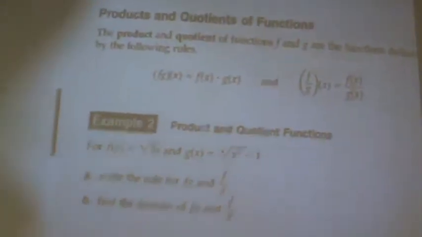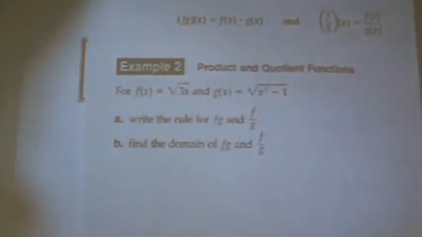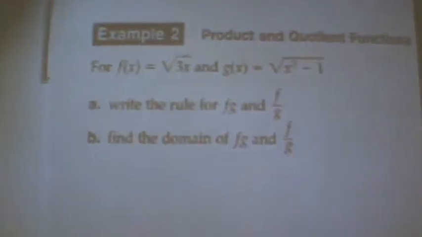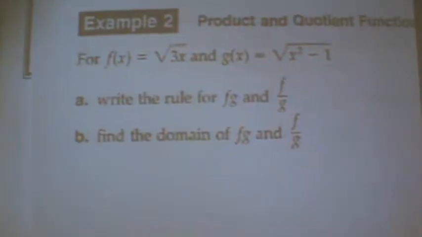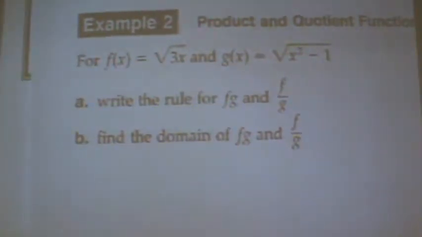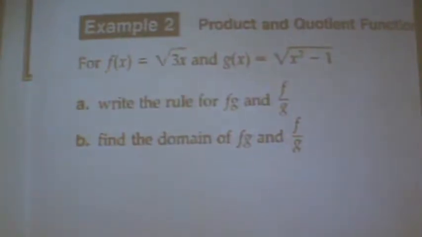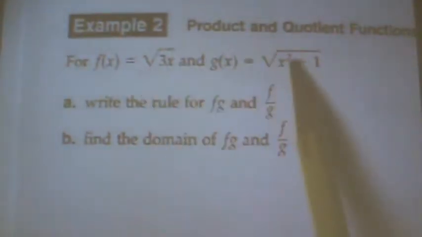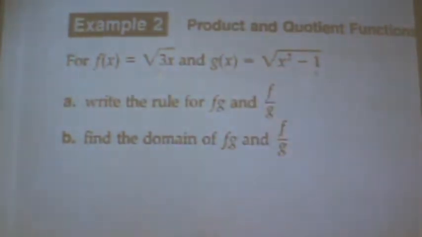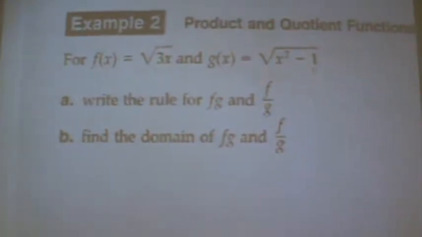So the same goes with products and divisions, quotients. Now, the thing with quotient is you want to make sure you don't have a 0 in the denominator. So you're going to do the same thing here. So what is f times g? You'd multiply these two. And what's f over g? This over that. And again, you're going to find the domain for both. Okay? Now let's flip over.